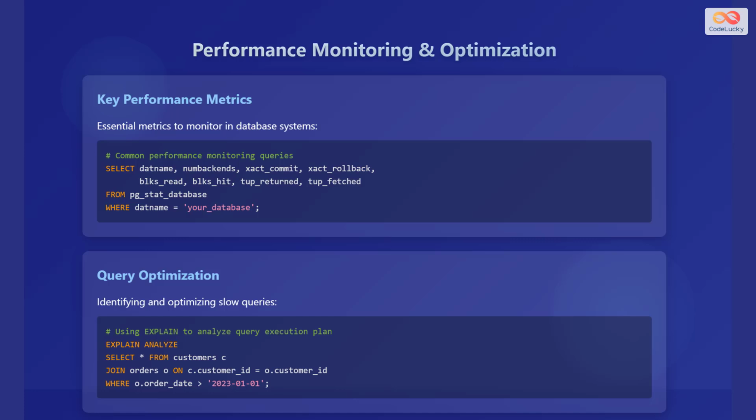Query optimization involves identifying and optimizing slow queries. Use EXPLAIN ANALYZE, a command in SQL, to analyze the query execution plan. An example is EXPLAIN ANALYZE SELECT * FROM customer c JOIN orders o ON c.customer_id = o.customer_id WHERE o.order_date > January 1st, 2023.